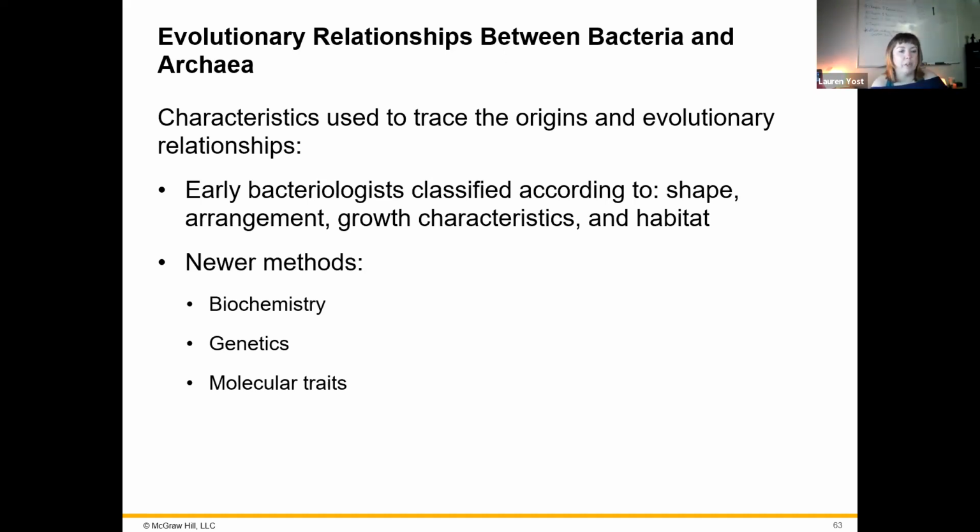So they would use that information because they didn't have the testing methods that we have today with our modern technology: the biochemistry, the genetic, and the molecular traits.